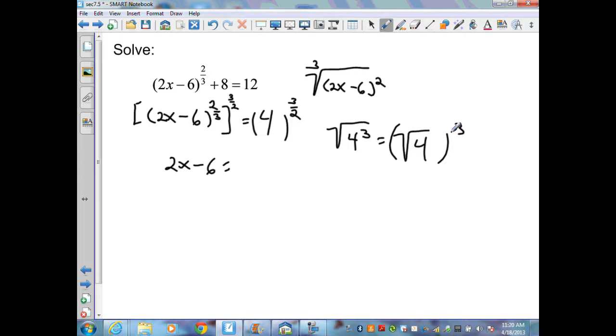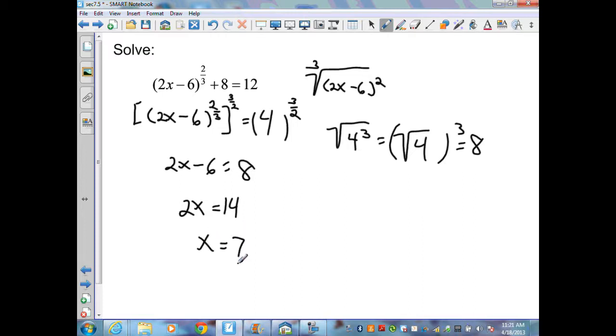We can solve that from the previous sections. We know that process. Square root of 4 is 2. 2 cubed, I'm going to get 8. Therefore, this is going to be 8. That gives me 2x equals 14 when I add 6 on both sides. Divide by 2, x is equal to 7.